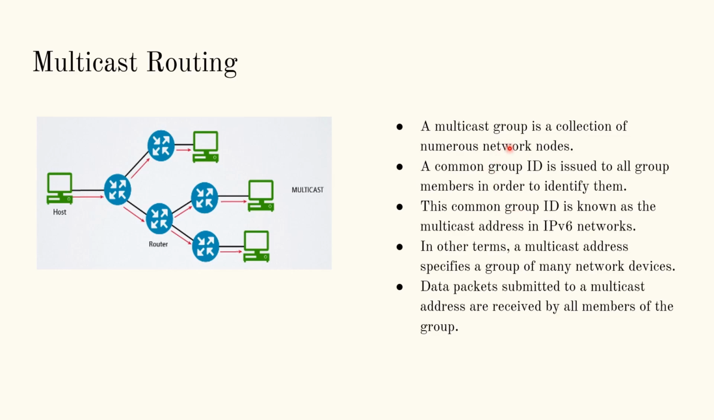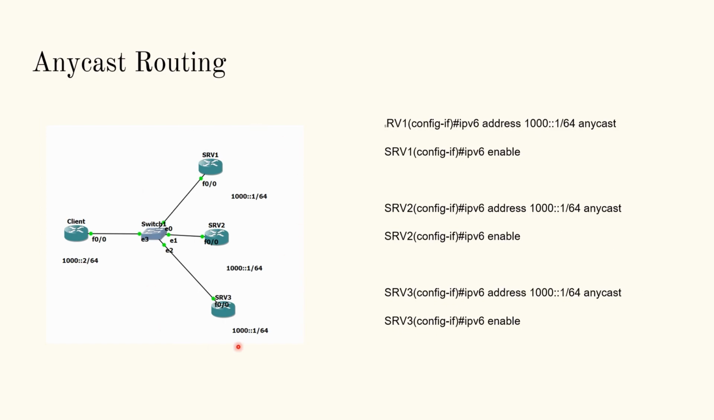Now let's see multicast routing. A multicast group is a collection of numerous network nodes. Suppose this host wants to send information to these three hosts, then it can send it using multicast routing. Suppose it wants to send to these two hosts, then it can also use multicast routing, but if it sends to all of the hosts, it will be a broadcast. As I said, broadcast is a part of multicast.